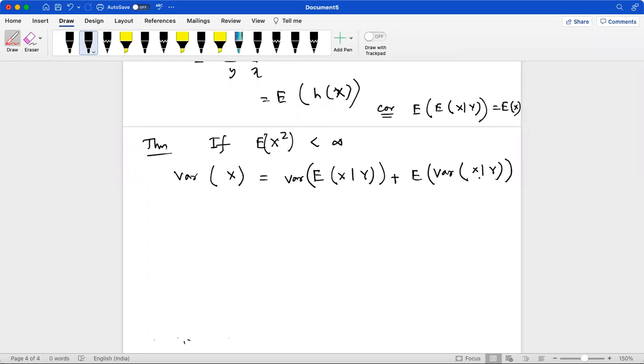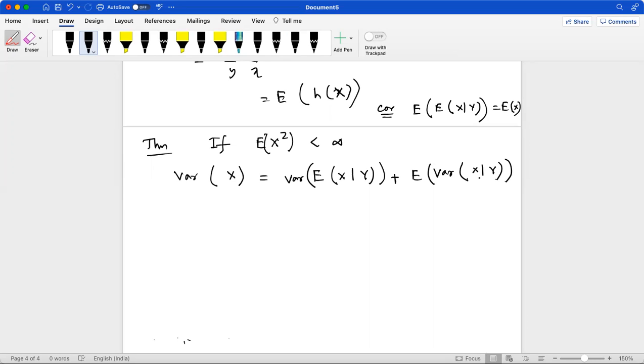So the first part is the inter-class variance. For a given Y equal to y, you are taking the average of this, and then taking the variance on the y. So you are taking the fixed y, taking the average of all these things, and then taking the variance of that. And the second part, what is the second part? For a fixed y, you are taking the variance.